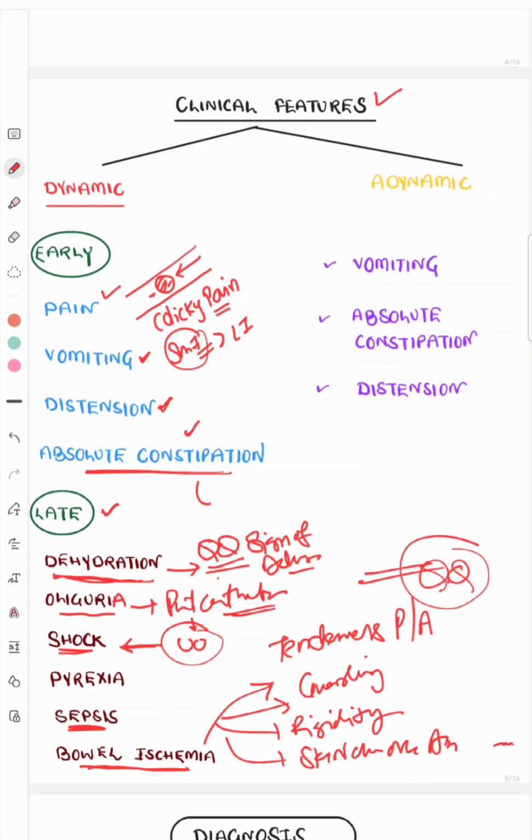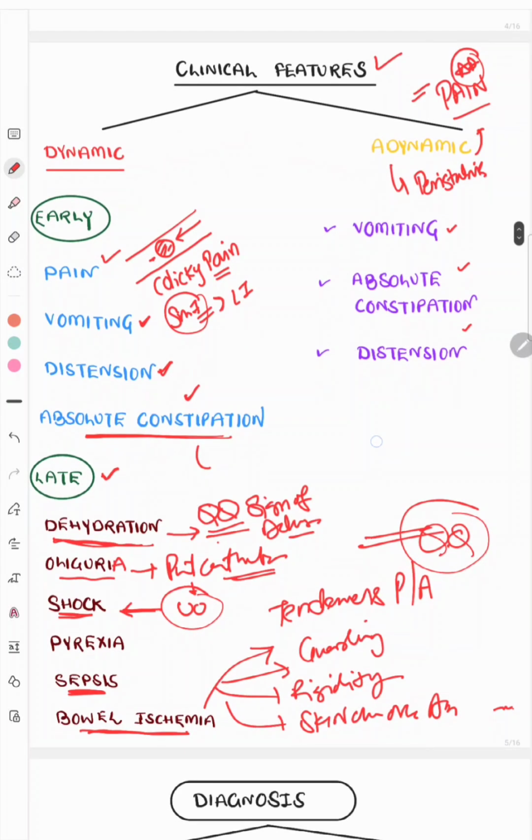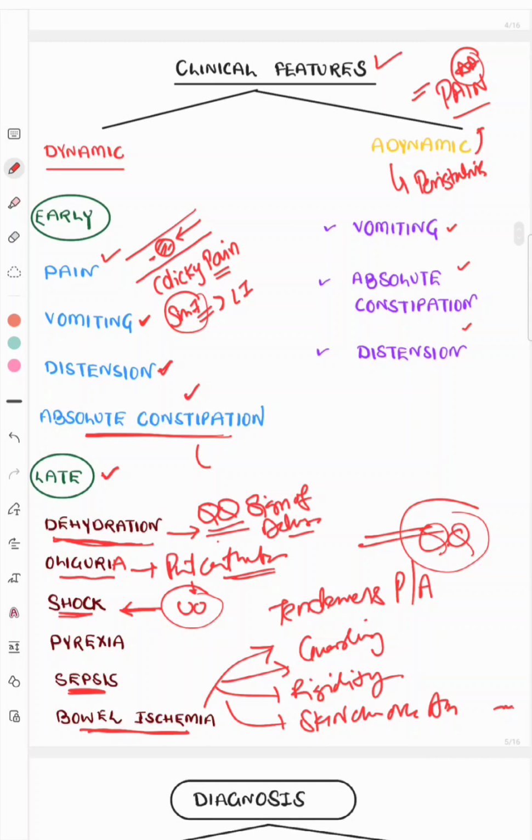As compared to this, in adynamic obstruction, as you all know, there is no peristalsis. So if there is no peristalsis, there is no pain. So this is the star point. There is no pain. The patient will never complain of pain in adynamic obstruction. He can complain of vomiting, absolute constipation or distension, but there is no pain in adynamic obstruction. So these are the clinical features, history points and examination points in case of dynamic and adynamic obstruction.